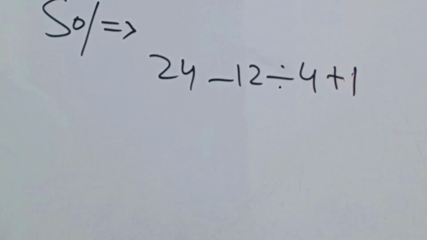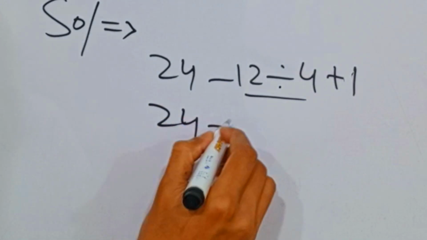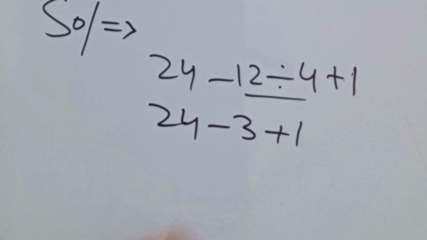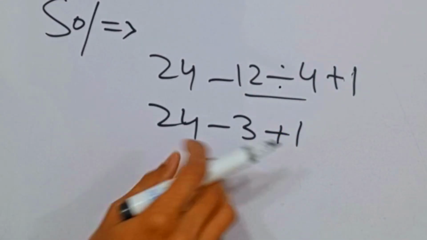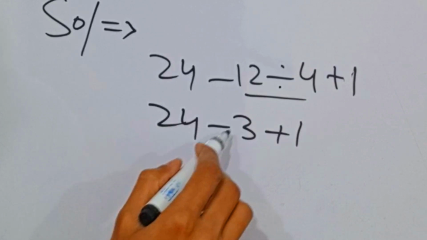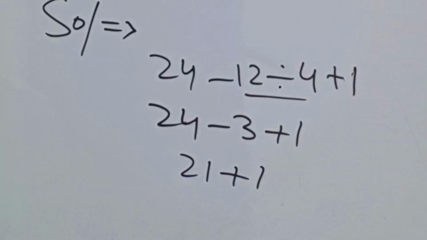Okay, now divide first. 24 minus 12 divided by 4 equals 3 plus 1. Now division and subtraction from left to right. 24 minus 3 equals 21 plus 1. 21 plus 1 equals 22.